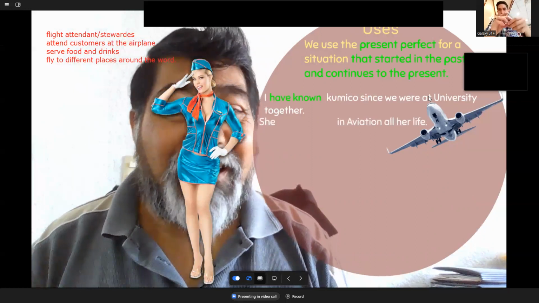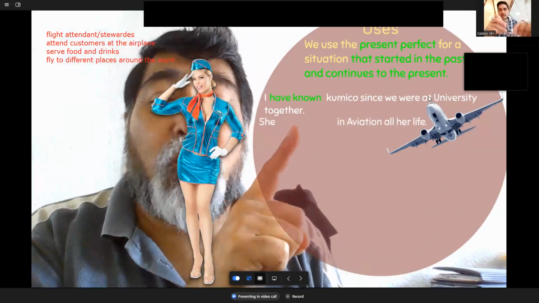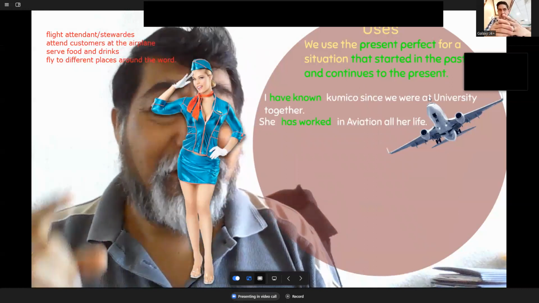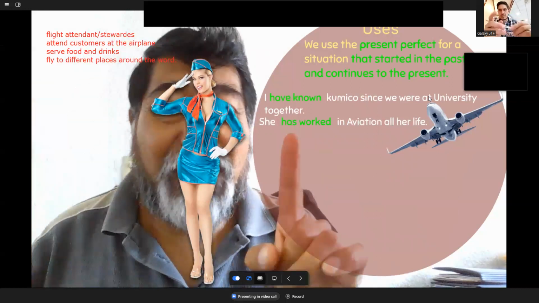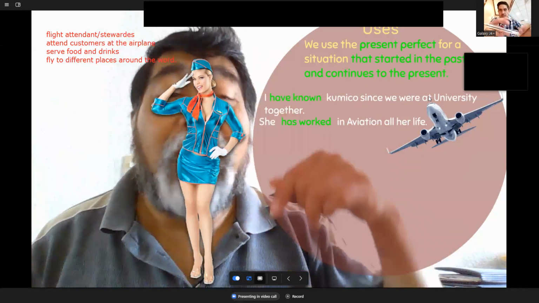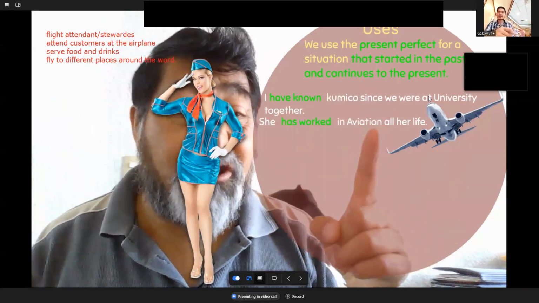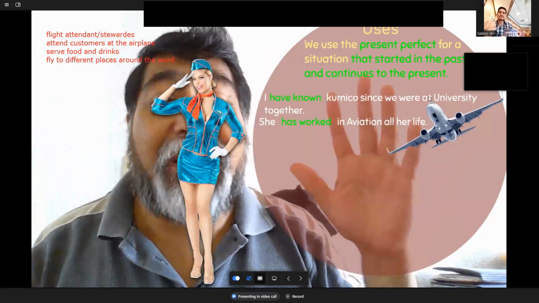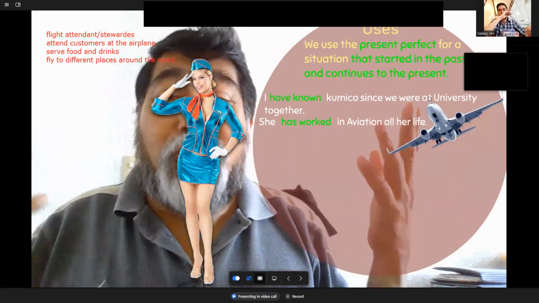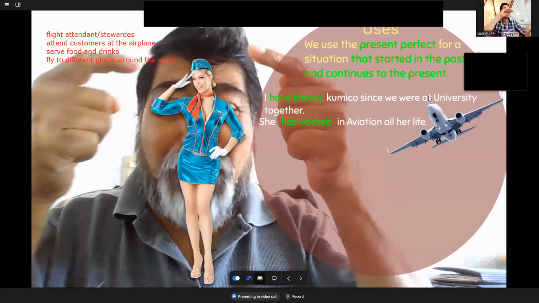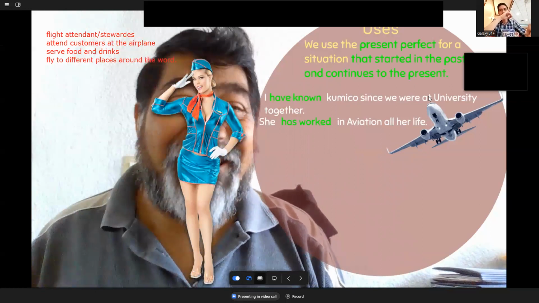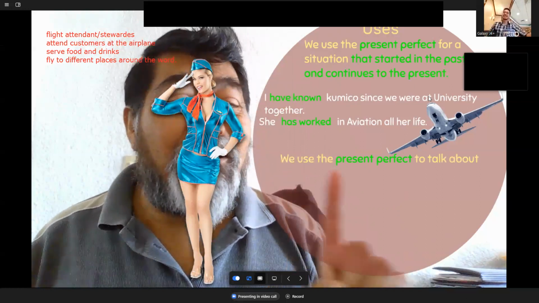Okay. Now, look, she has worked in aviation all her life. Yes. Since she graduated from college up to this moment, yes, she has worked in aviation all her life. Probably she will continue working in aviation for the rest of her life, or probably until she gets married and she stops working, or probably until she dies. Yes. So we don't know. So she has the passion for flying. Yes, she will die in an airplane. Yes.